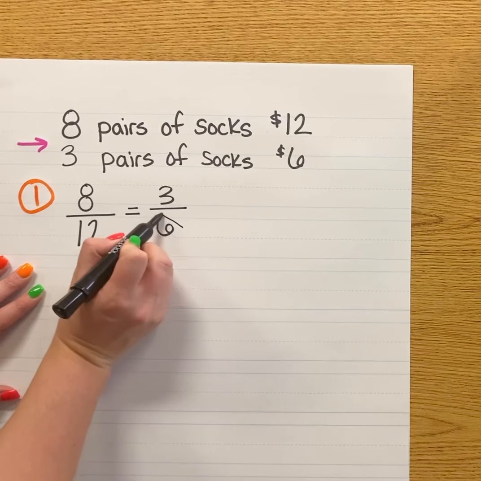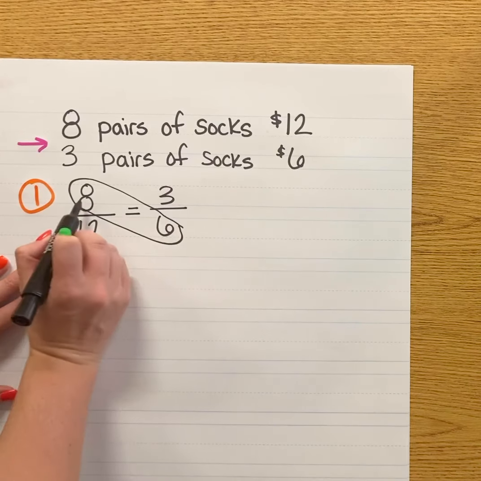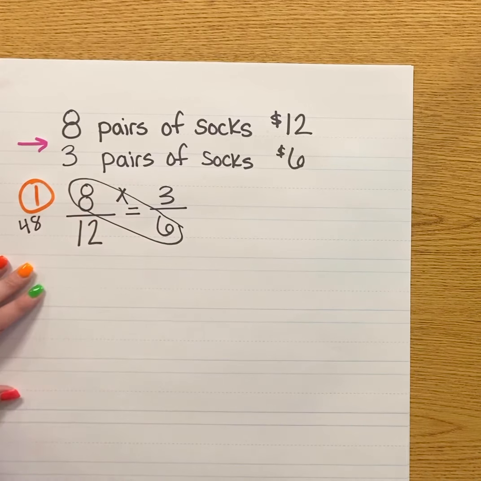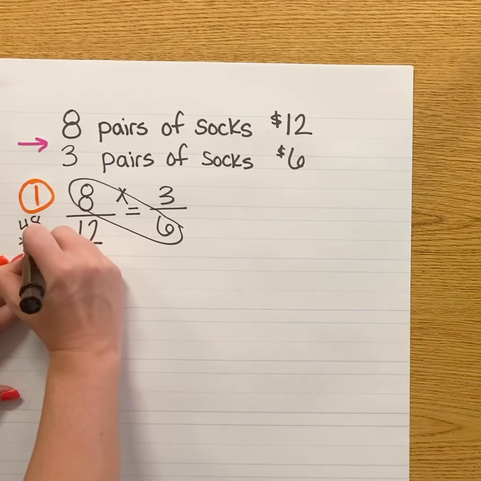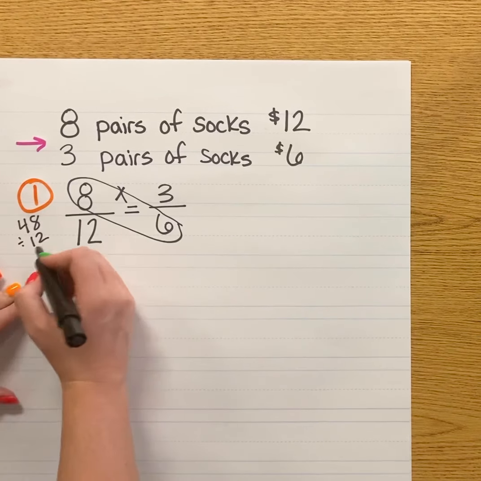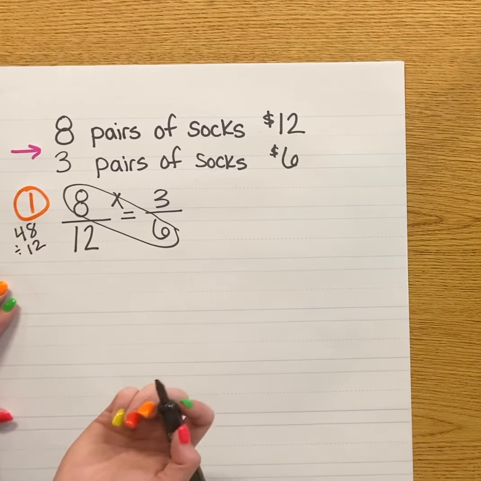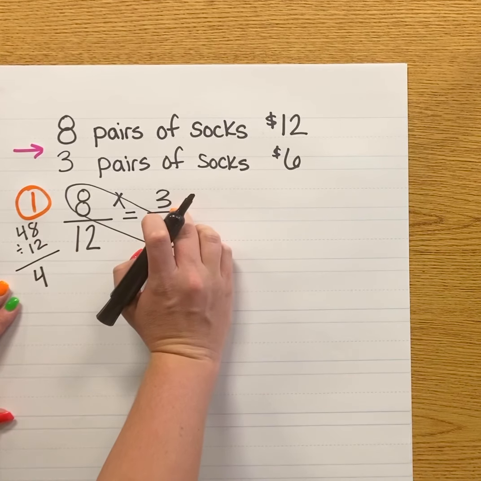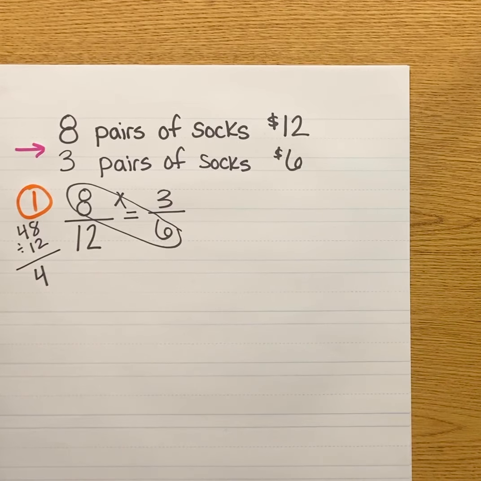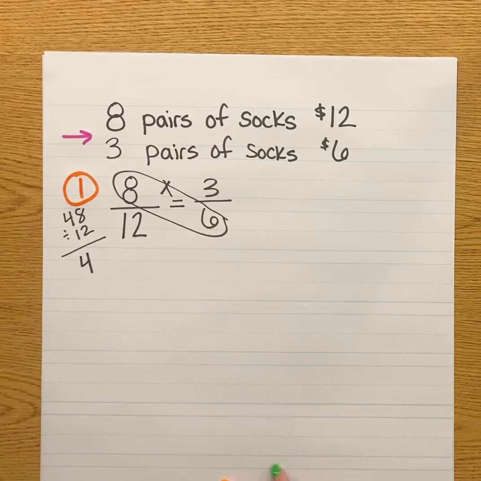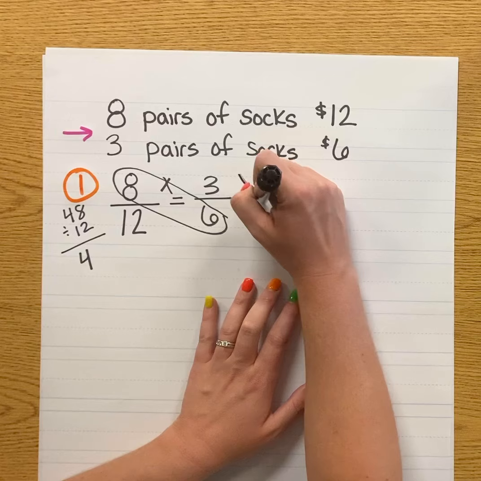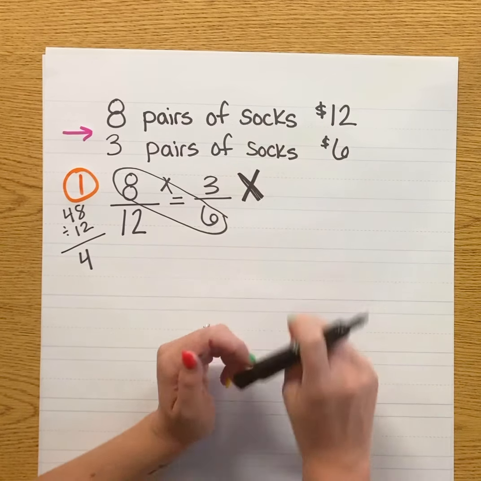Then I am going to multiply. 8 times 6 is 48. Divide by 12. And I know 48 divided by 12 is 4. But I have a 3 there. So what that means is, in order for those to be equivalent, I would have had to have a 4 there. So they are not equivalent.